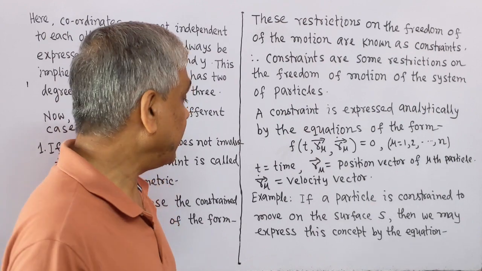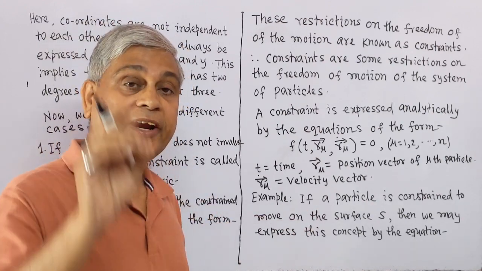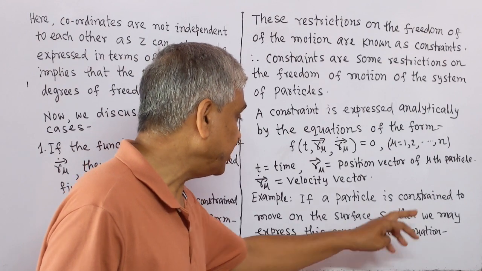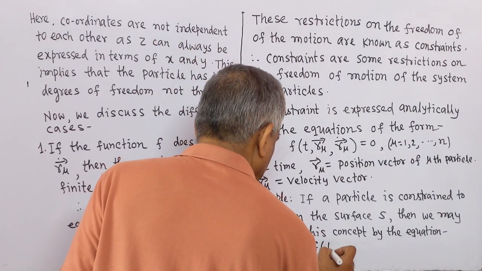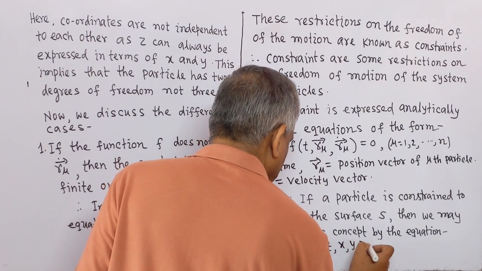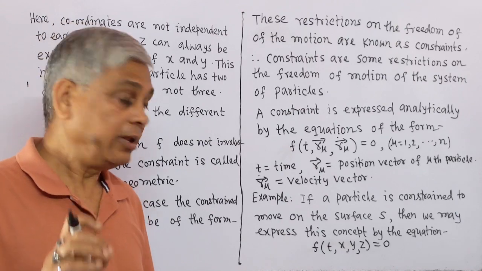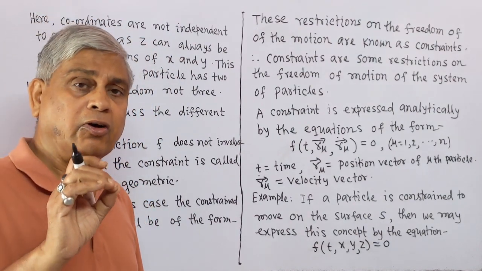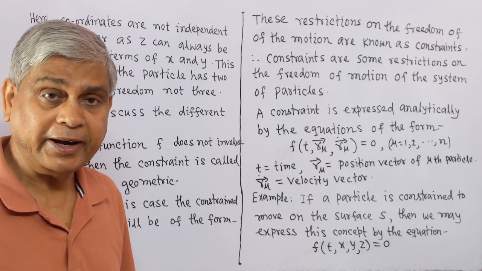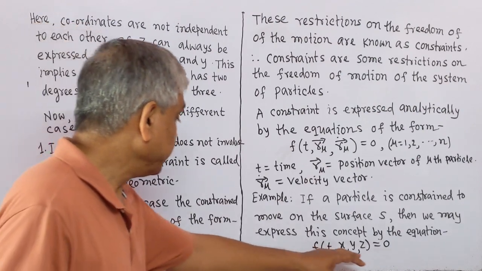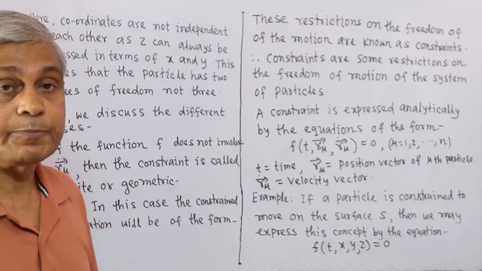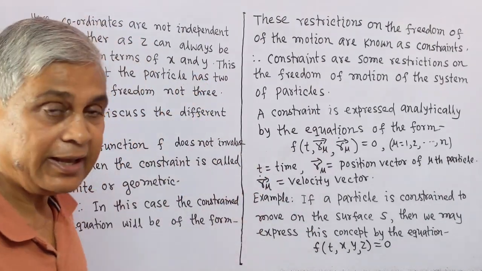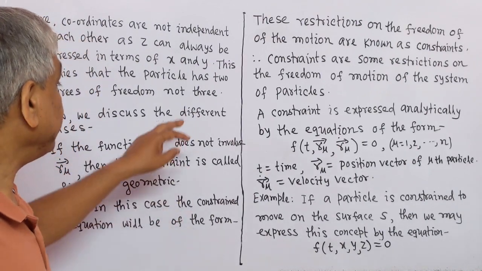Now we give an example. If a particle is constrained to move on a surface S, then we may express this concept by the equation f of t, x, y, z equals 0. Here t is the time and x, y, z are coordinates. Here all three coordinates are not independent because the coordinate z can always be expressed in terms of x and y. This implies that the particle has 2 degrees of freedom, not 3.